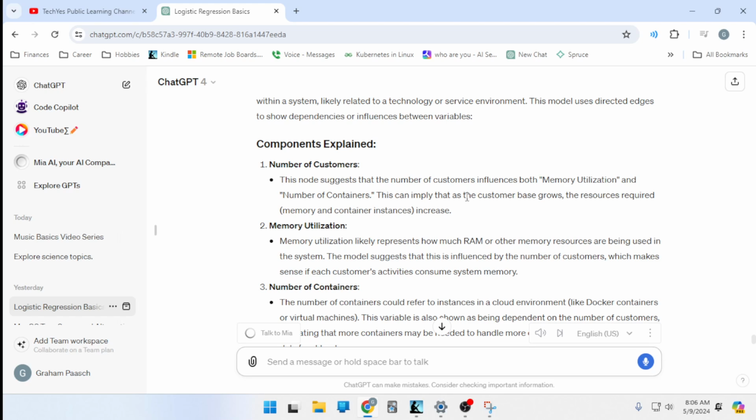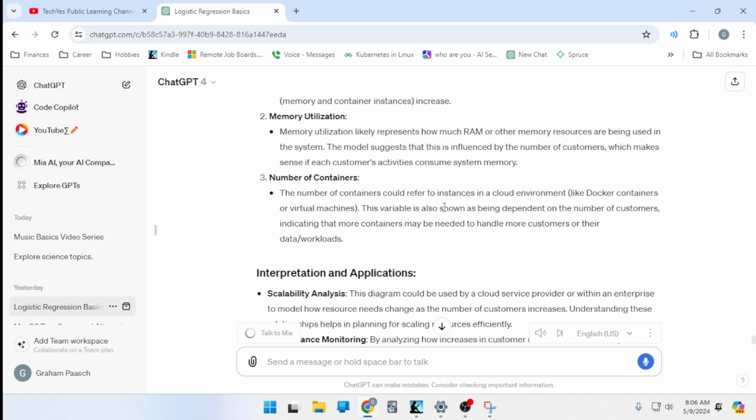Memory utilization. Memory utilization likely represents how much RAM or other memory resources are being used in the system. The model suggests that this is influenced by the number of customers, which makes sense if each customer's activities consume system memory. Number of containers. The number of containers could refer to instances in a cloud environment, like Docker containers or virtual machines. This variable is also shown as being dependent on the number of customers, indicating that more containers may be needed to handle more customers or their data workloads.